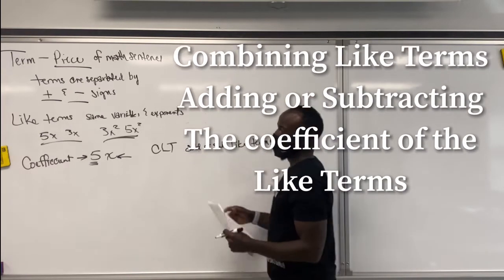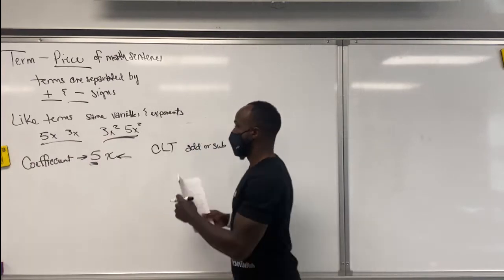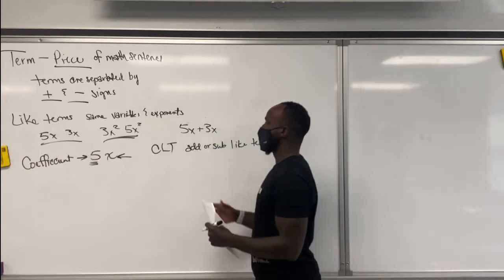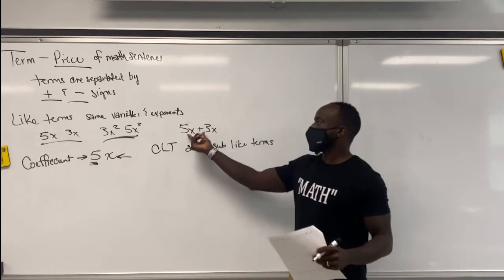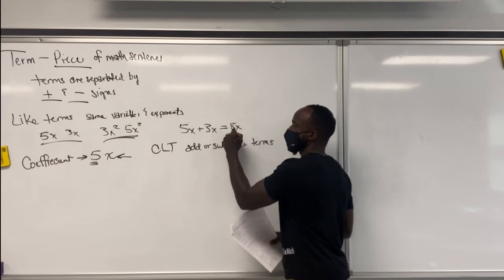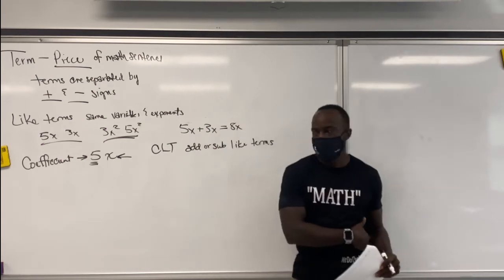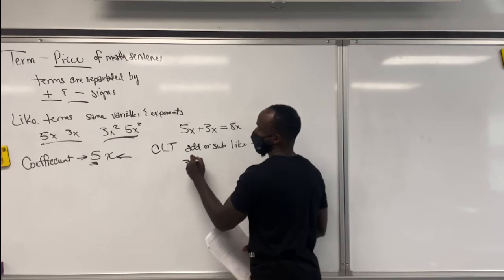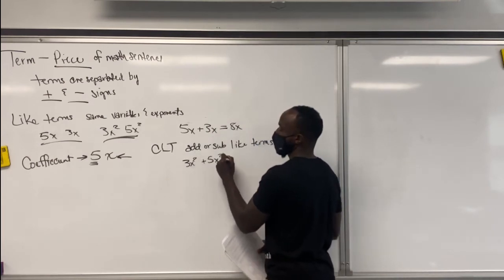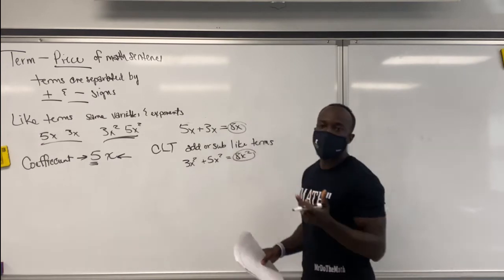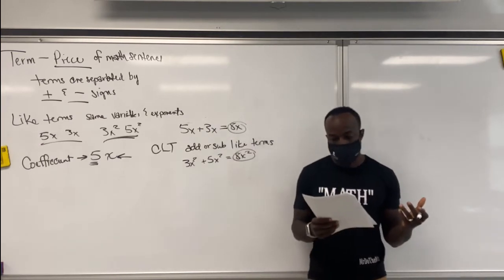So if we go back to these examples of like terms, you got 5x and you got plus 3x. You don't add the x's, you just add the 5 and the 3. So it'll be 8x, right? And the same with x squared. 3x squared plus 5x squared is 8x squared. This is what you do when you combine like terms, okay?